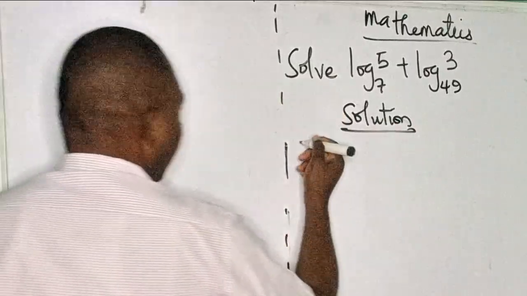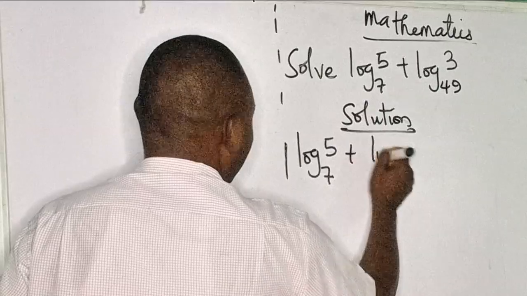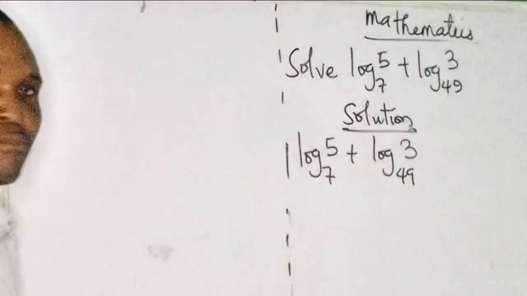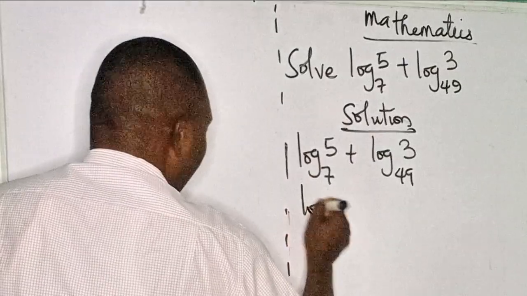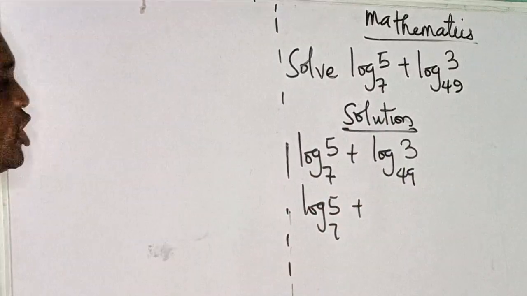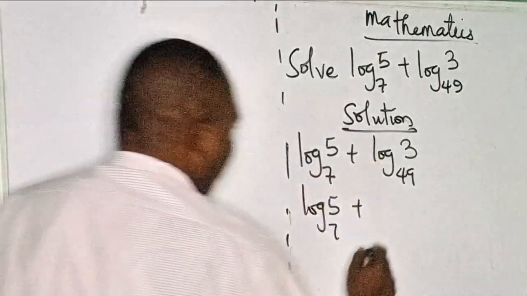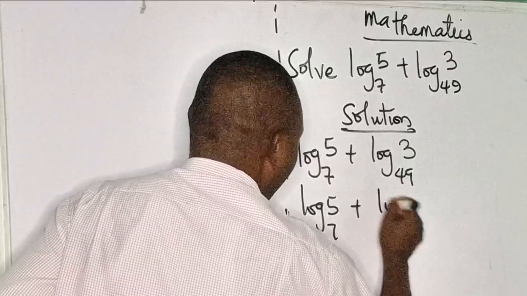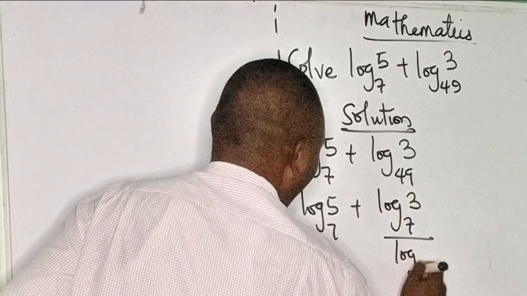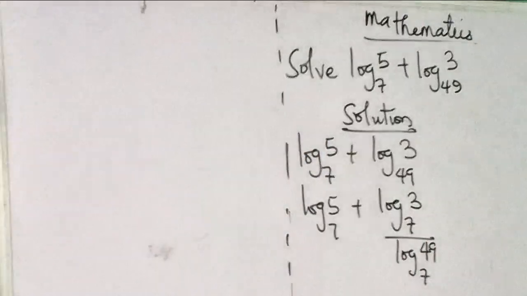Now let's have the question again. Log 5 base 7 plus log 3 base 49. All right. Now, log 5 base 7 plus, now this, I can change the base of log 3 base 49. Okay, so let me apply change of base here. This can be written as log 3 base 7 over log 49 base 7. Have I communicated?